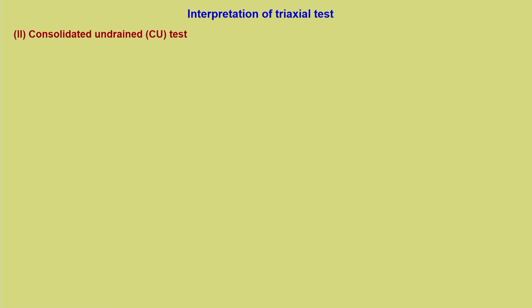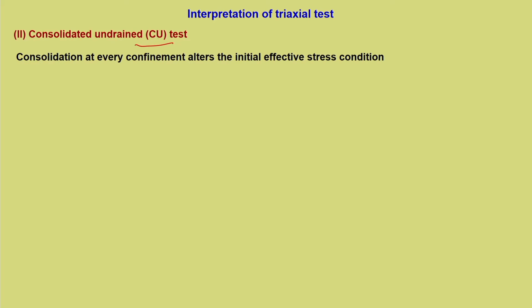Welcome back all of you. So in the last lecture we were discussing the interpretation of the triaxial test, and we have finished the UU test and UCS. In today's lecture we will see the interpretation of the consolidated undrained CU test. Okay, so let us start the consolidated undrained CU test.